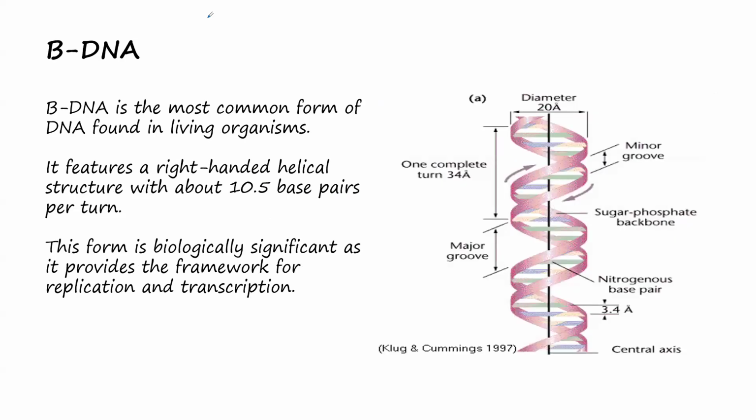So then the B-DNA. What is B-DNA? B-DNA is the most common form of DNA found in living organisms. Most of the DNA found in us, and in every living organism, is in the form of B-DNA. The DNA in Mukhtar Ali, the DNA in Aisha, the DNA in Bashir, the DNA in dogs, in goats, bacteria, fungi, they are all in the B form. It is a right-handed helical structure with about 10.5 base pairs per turn.